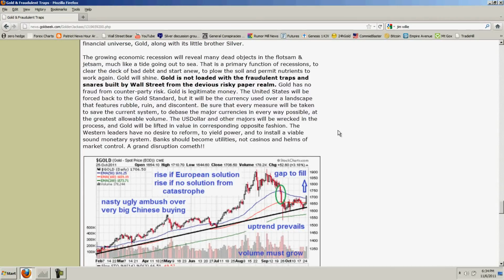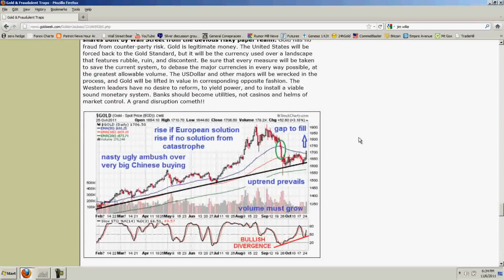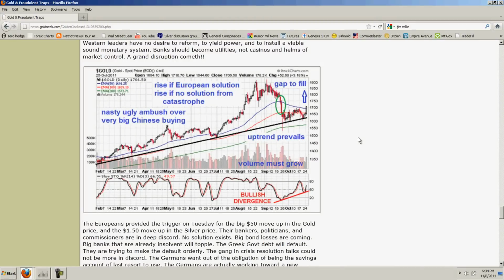The US dollar and other majors will be wrecked in the process, and gold will be lifted in value in corresponding opposite fashion. The Western leaders have no desire to reform, to yield power, and to install a viable, sound monetary system. Banks should become utilities, not casinos and helms of market control. A grand disruption cometh.